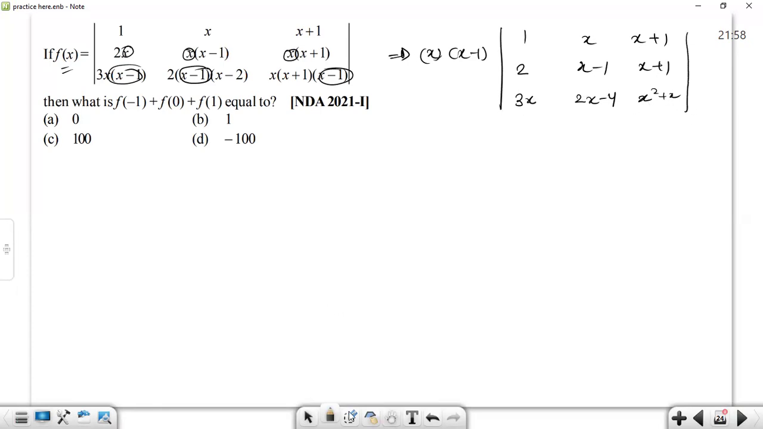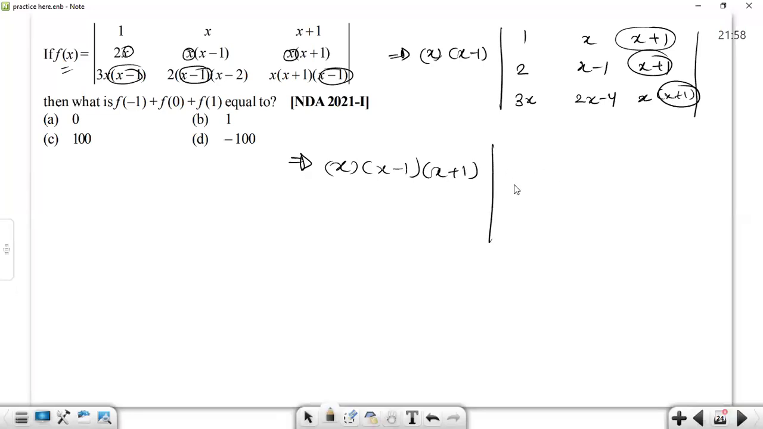Now instead of writing x square plus x, let's simply write it as x into x plus 1, because x plus 1 is common in the third column. Is there something common in the second column? No. So let's take x into x minus 1 into x plus 1 common. So 1, 2, 3x, x minus 1, 2x minus 4, 1, 1 into x. Great. So now this is the function.